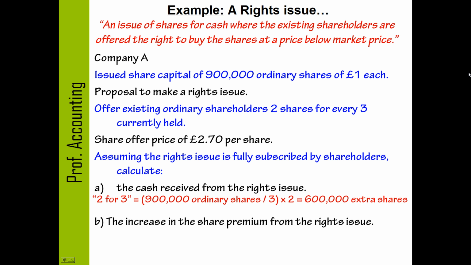B, the increase in the share premium from the rights issue. So what do I mean by this? Well, let's look at what share premium is. In this case, share premium is the difference between the issue price, so that's the £2.70, and the nominal value, the par value, the face value. So this is a £1 share that you're selling for £2.70. So the difference between that is the share premium per share. So £2.70 minus £1 is £1.70, but that is per share.